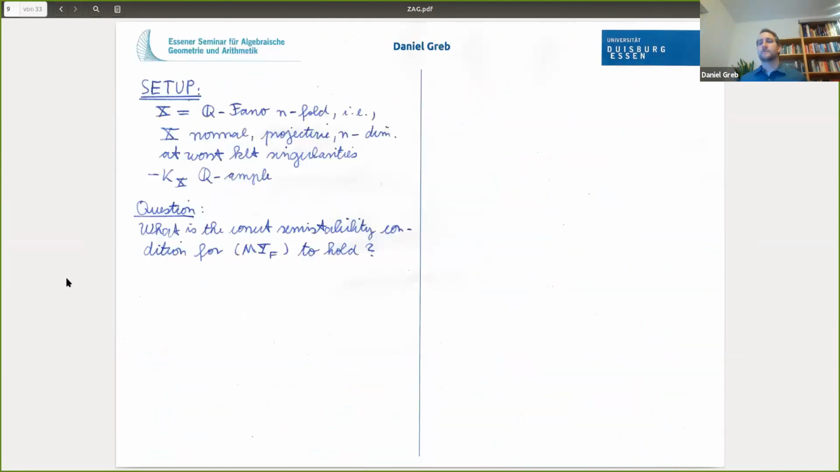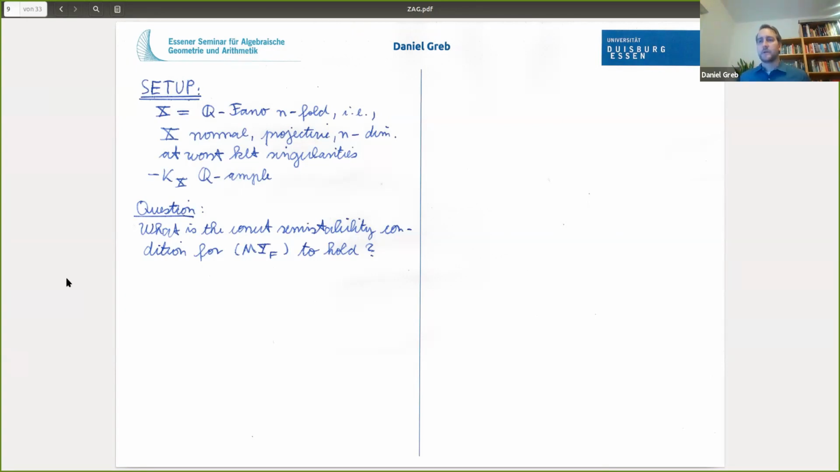So I'm working, if not stated otherwise, in the following setup. X will always be a Q-Fano n-fold. It means that X is normal, projective, n-dimensional. It has at worst KLT, Kawamata log terminal singularities, and minus K_X is Q-ample. KLT in particular means that the canonical divisor is Q-Cartier, and so minus K_X is Q-Cartier, and some multiple is Cartier and ample.